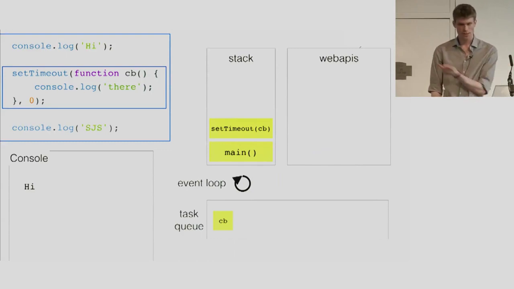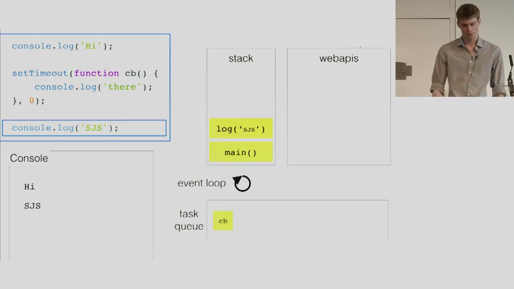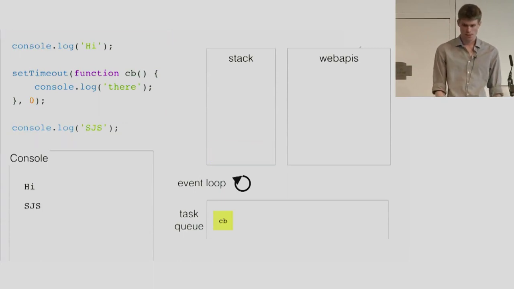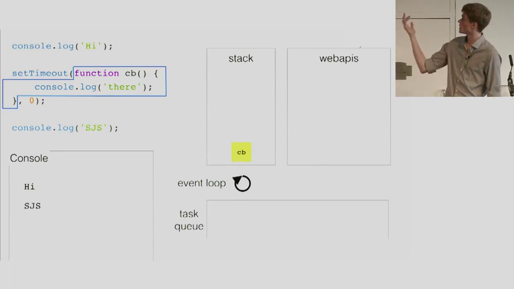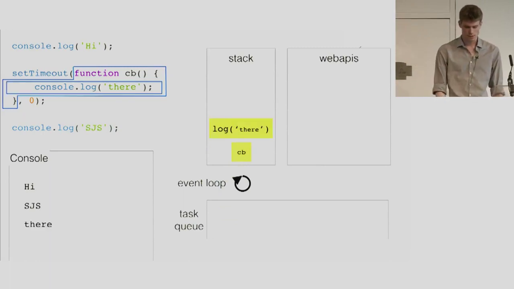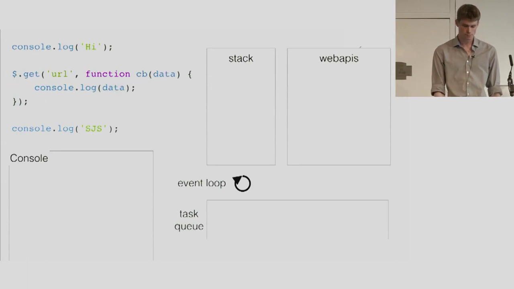But note, the stack isn't clear yet. So the event loop's like, oh, OK, I'm just going to wait. The stack's not clear, so the rest of your code can carry on running. So we log the Scotland.js, clear the stack, push the callback onto the stack now that the stack is clear, log there, and we're done.